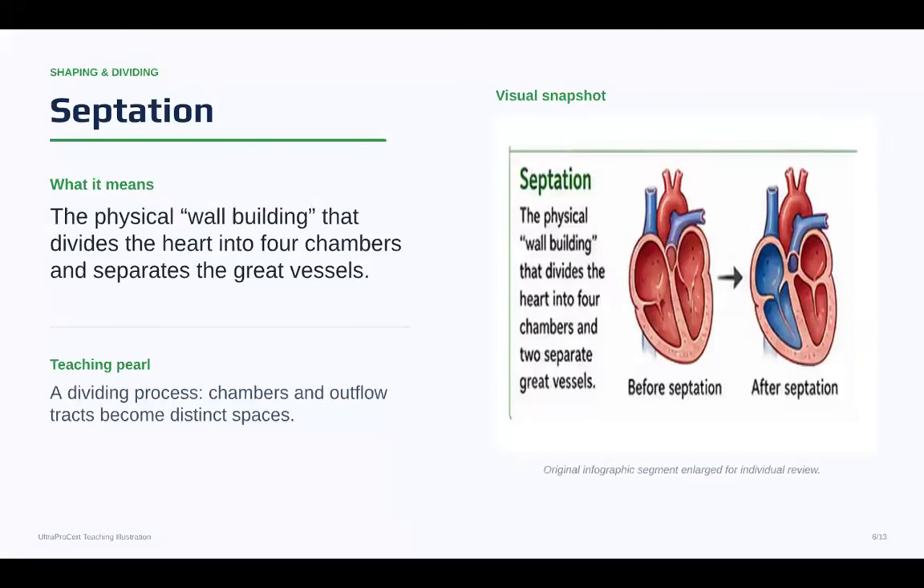All right. So let's go into septation. Okay. So remember earlier we were talking about endocardial cushions and the building of the walls and the framework and so forth. So this is where we're getting to that process of the septation. This was at that halfway point of development where this occurs, and we start to see four chambers.